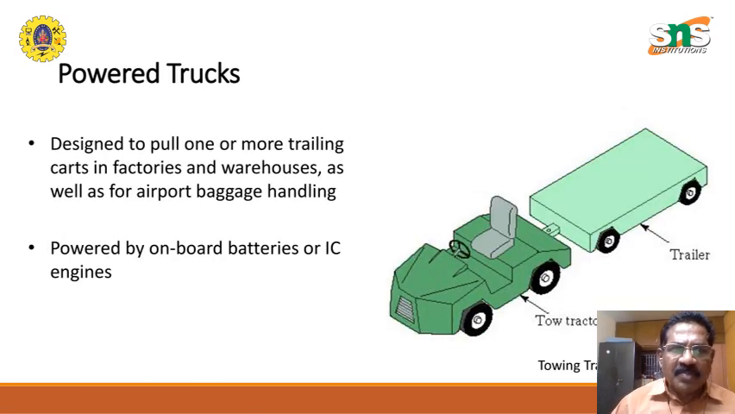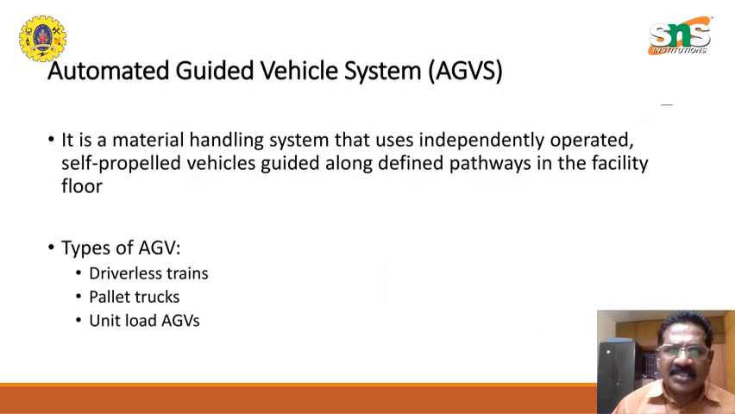You also have powered trucks designed to pull one or more trailing carts in factories. Now this truck is modular. Multiple trailers will be there. The weight is kept on the trailers, and then this truck goes and attaches itself to the trailer, pulls it, and tows it to the place that is required. It is powered by onboard batteries or IC engines.